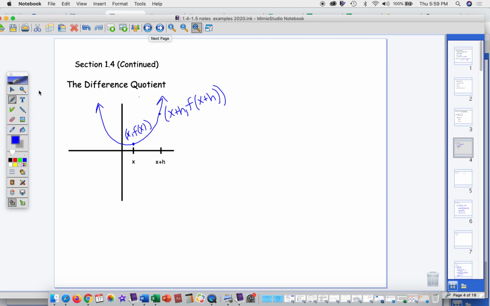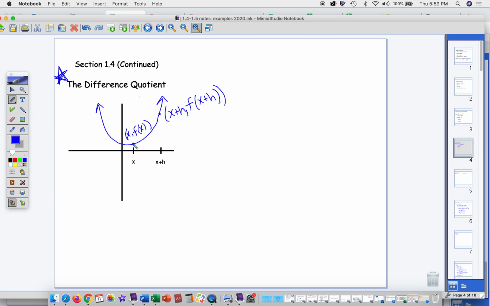The difference quotient. This is one of the most important things that we cover in chapter 1. This is something that you will use in your calculus course next year. So for right now, what you need to know is how to calculate a difference quotient. So I'm going to tell you where the formula comes from.